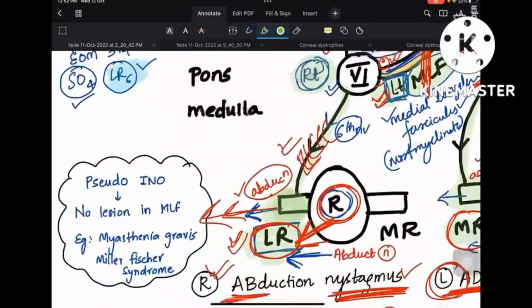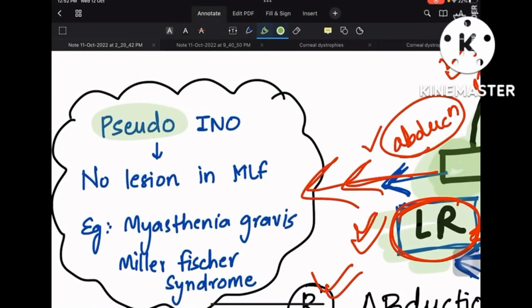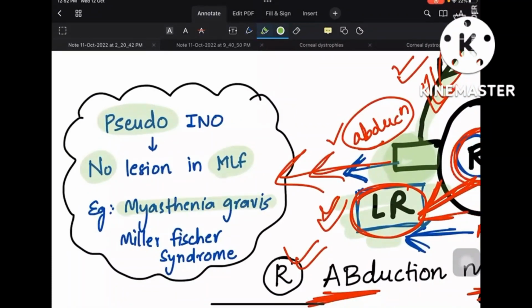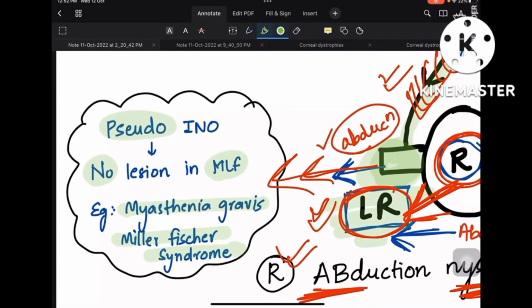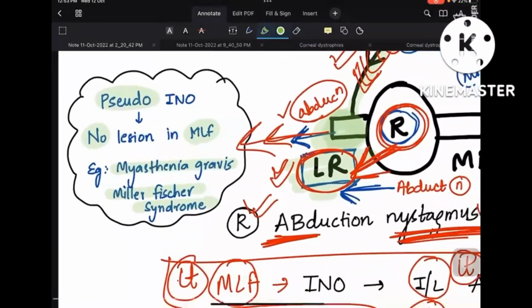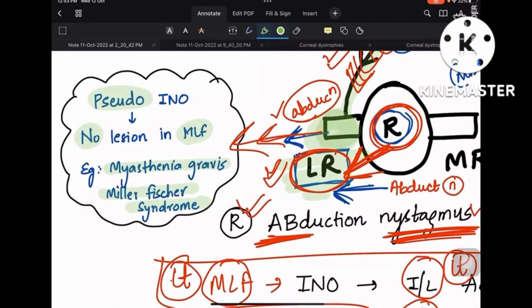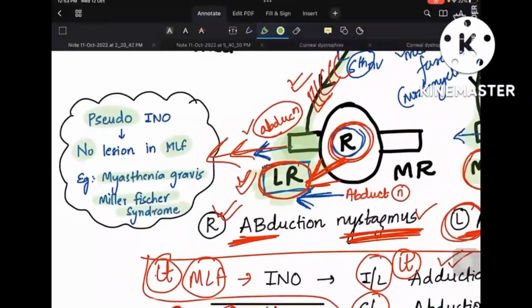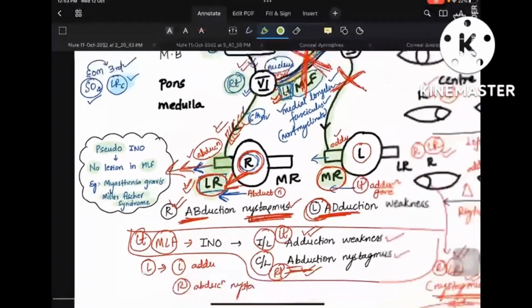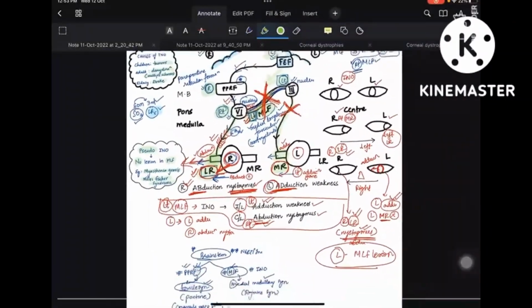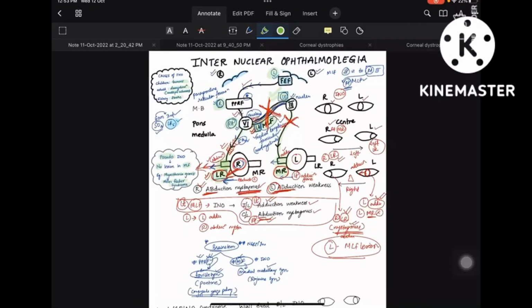There is one more term called pseudo-INO, guys. This is called pseudo because there is no lesion in the MLF as such, but the same symptoms occur. The eyeball movements are similar to the INO lesion only, but there is no lesion in the MLF. So the examples are myasthenia gravis and Miller-Fisher syndrome, which is a variant of Guillain-Barré syndrome. So myasthenia gravis and Miller-Fisher syndrome are the examples of pseudo-INO. I think this topic is clear now, the INO points.